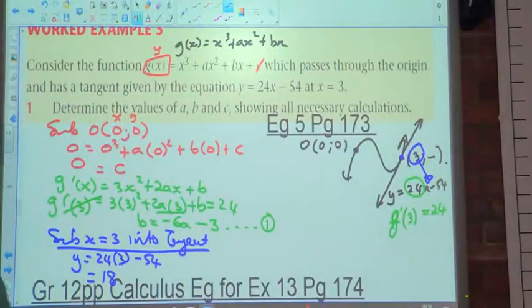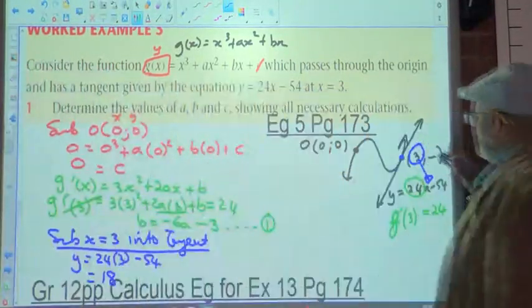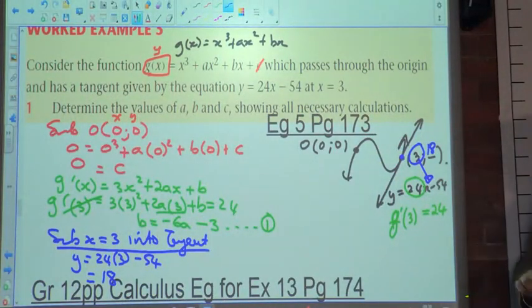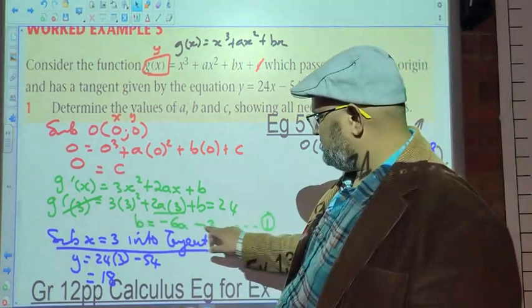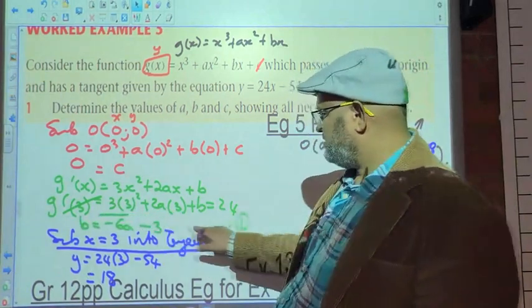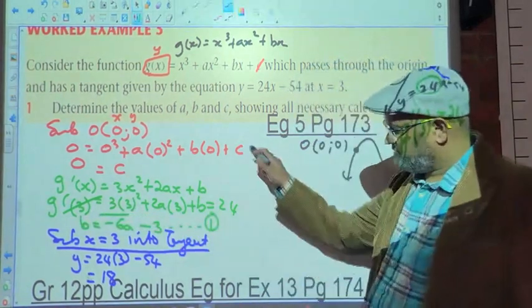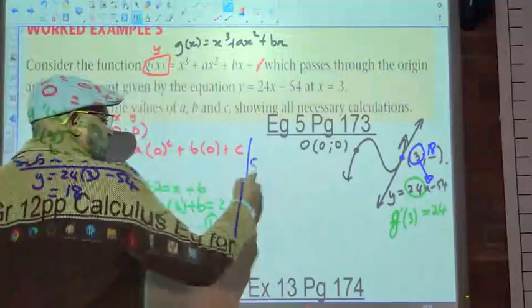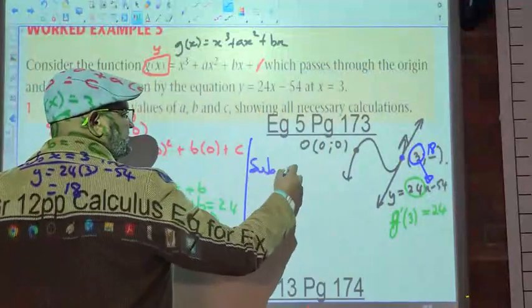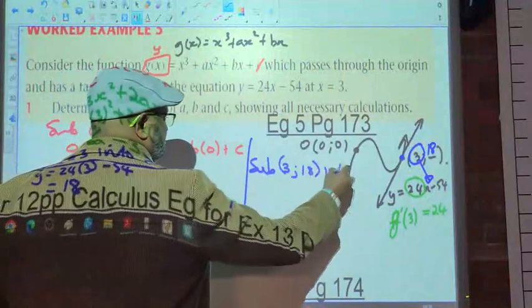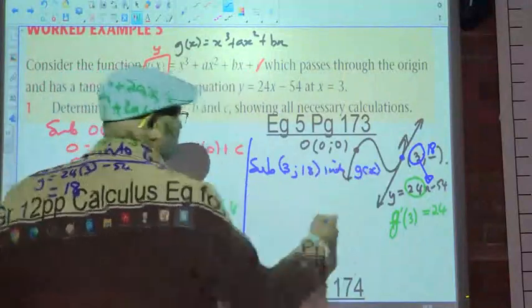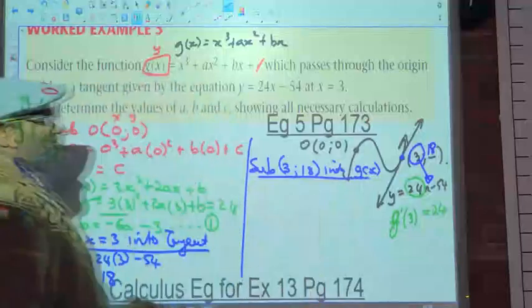So what does this tell us, people? That this point is (3; 18). So what do I do now? I'm going to substitute (3; 18) into g. Substitute (3; 18) into g.